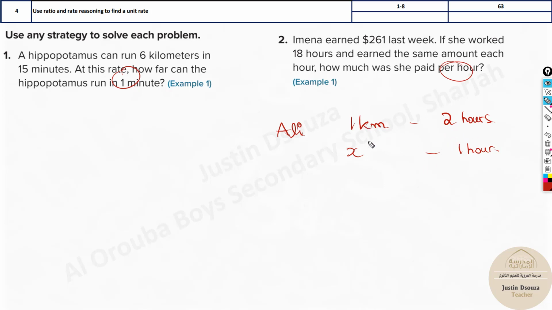So you just have to cross multiply. You can get x is equal to 1 into 1 by 2. So it is 1 by 2 or half, 0.5 kilometer. Doesn't it make sense? 1 kilometer in 2 hours. So if you divide this by 2, you'll get 1 hour. When you divide by 2, you will get 0.5, half. That's how we do it.